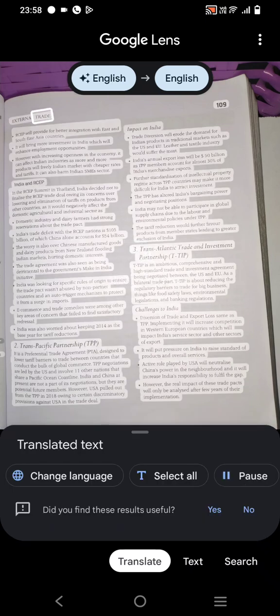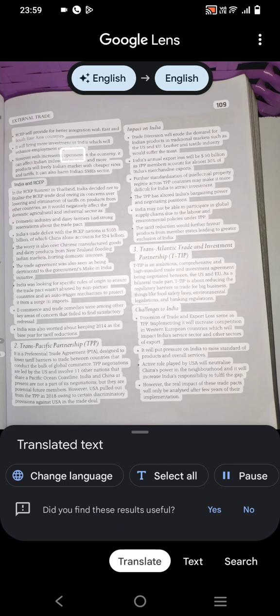External trade. RCEP will provide for better integration with East and Southeast Asia countries. It will bring more investment in India, which will enhance employment opportunities.